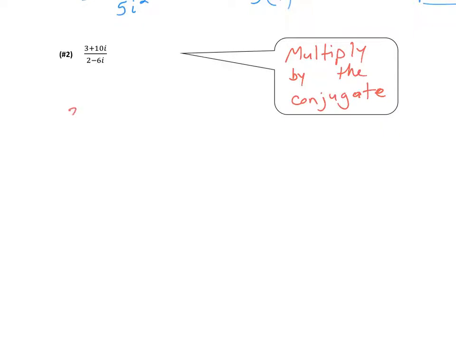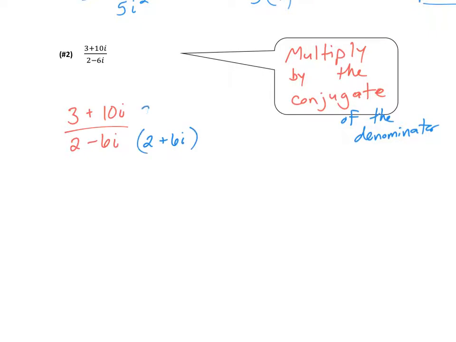So if we take our fraction, 3 plus 10i, and the bottom is 2 minus 6i. The conjugate of the bottom, so actually I should say the conjugate of the denominator, is 2 plus 6i. So you multiply the top and the bottom by 2 plus 6i. We're going to have a lot of foiling, and the idea is that when we FOIL this, we'll have no more i's in the bottom.